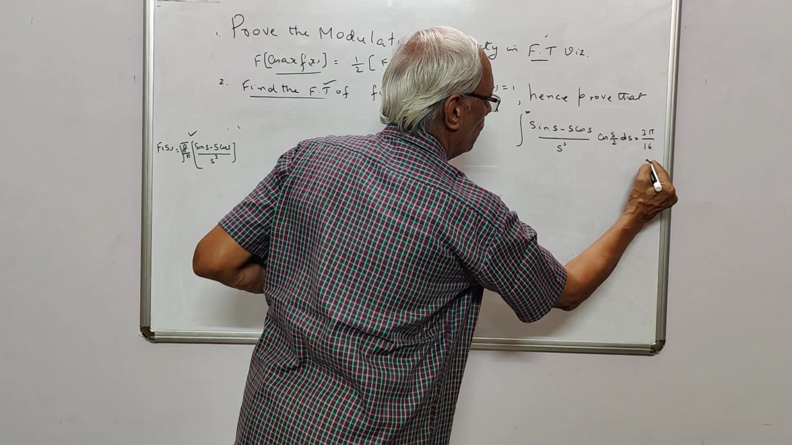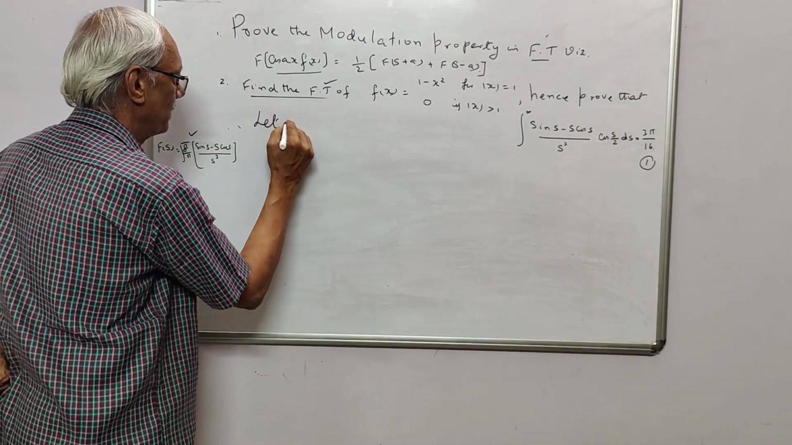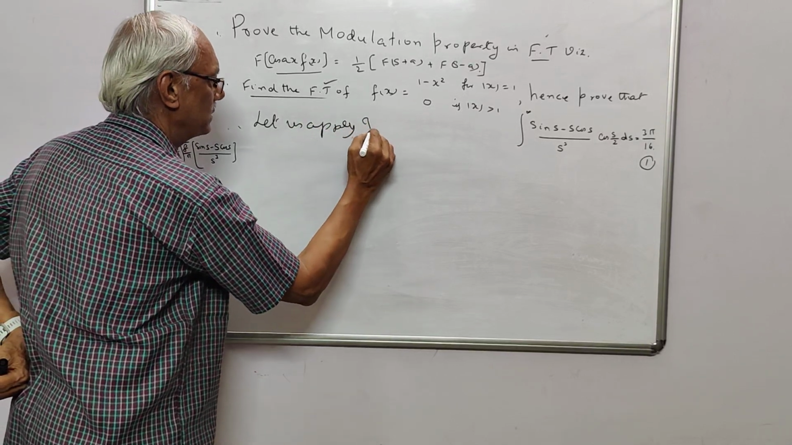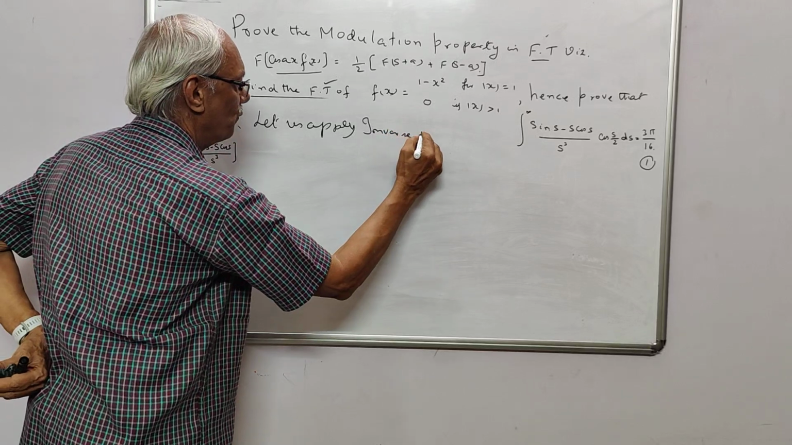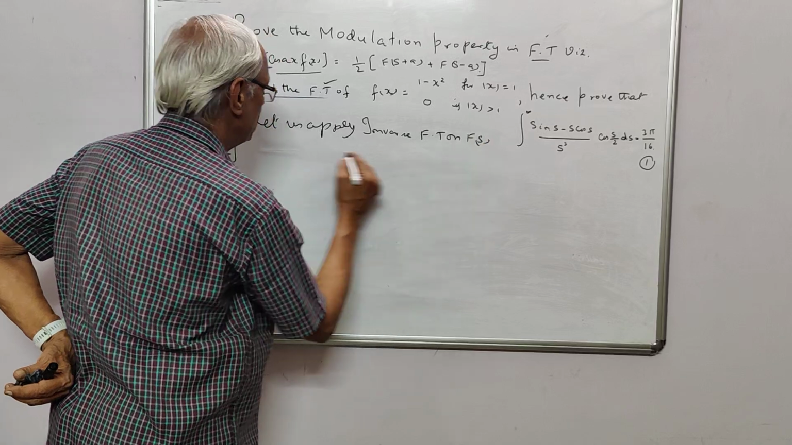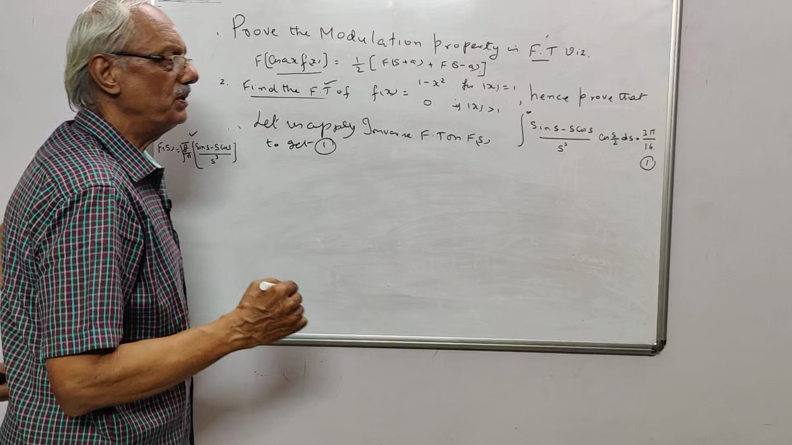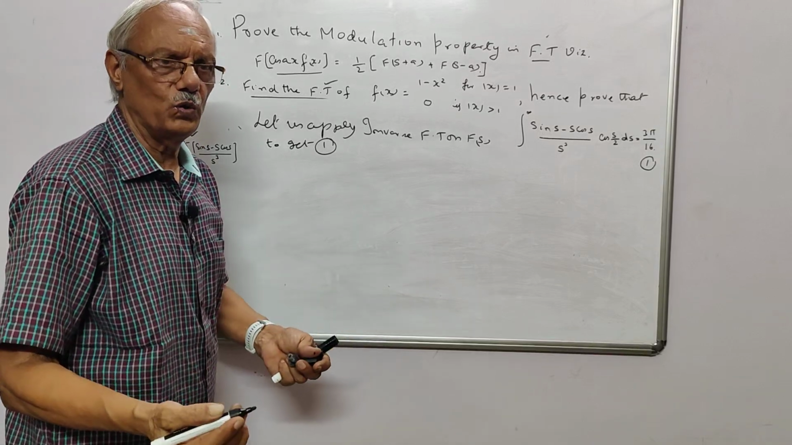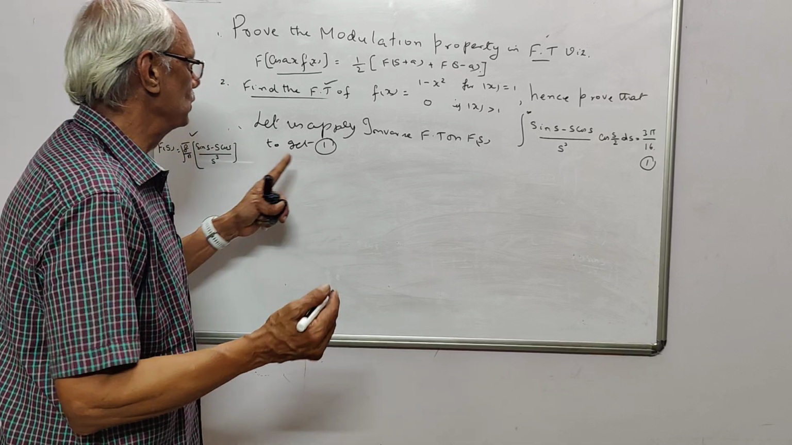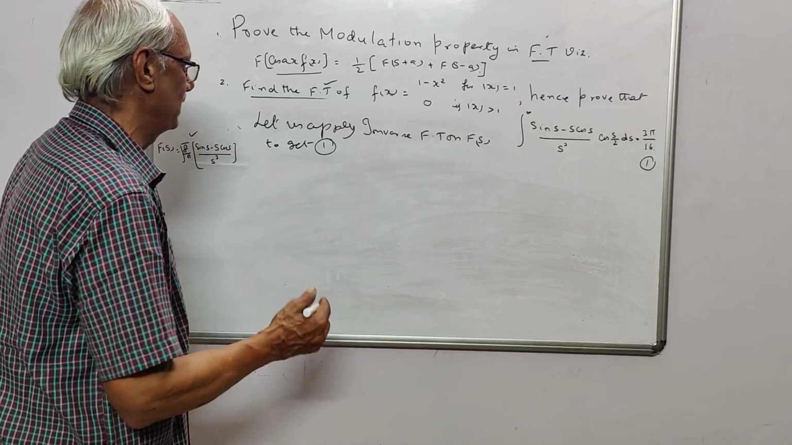you call this as your 1. Let's apply inverse Fourier transform on F of s to get 1. So you must be very clear of what you are doing. Step by step, logically if you go, you will arrive at the answer. So let us apply inverse Fourier transform on F of s to get 1.